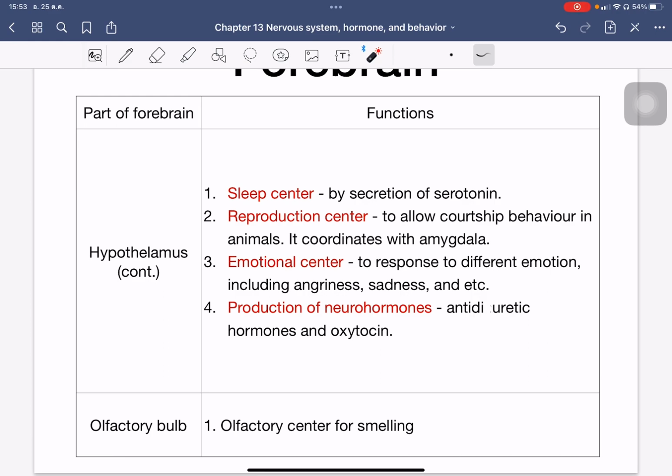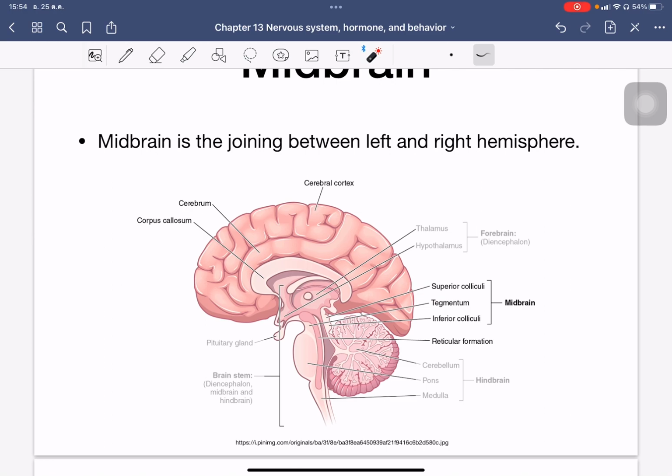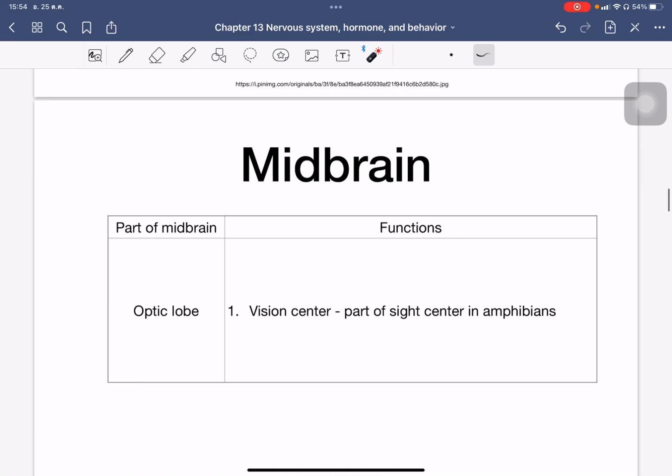And the olfactory bulb is used for the smelling process. Now the midbrain, this part at the center of the brain, is in this area. In amphibians and fish, the midbrain has the function of the vision center, to see objects and pictures shared by the eyes. But in humans, it is not used as the optic lobe.